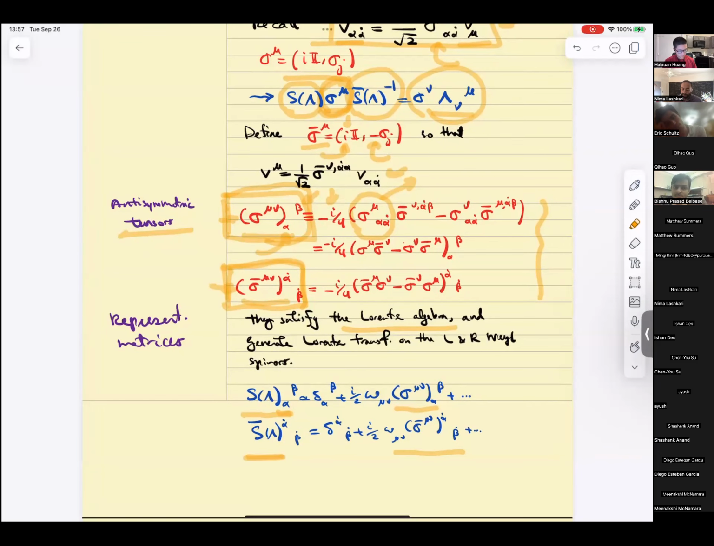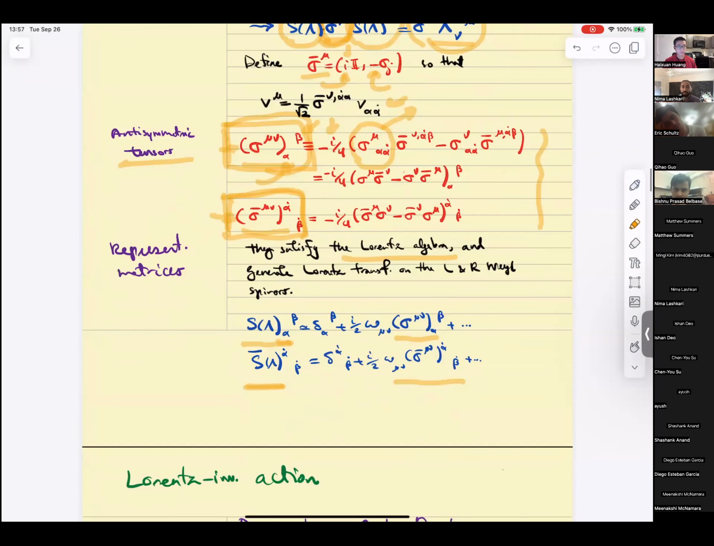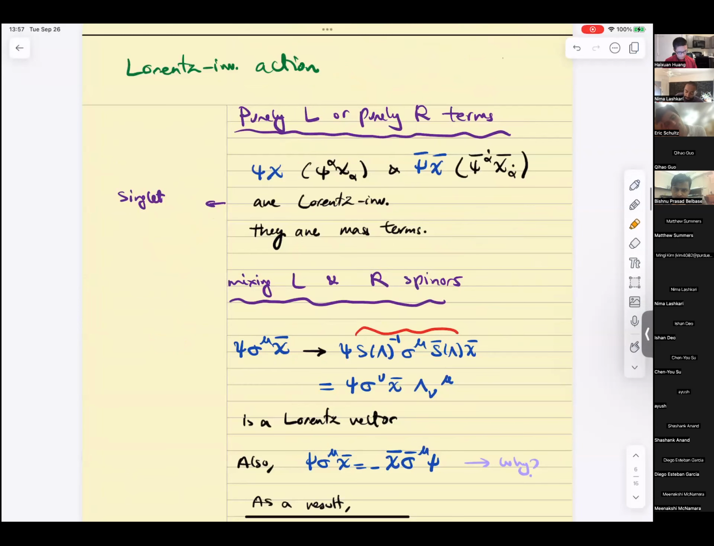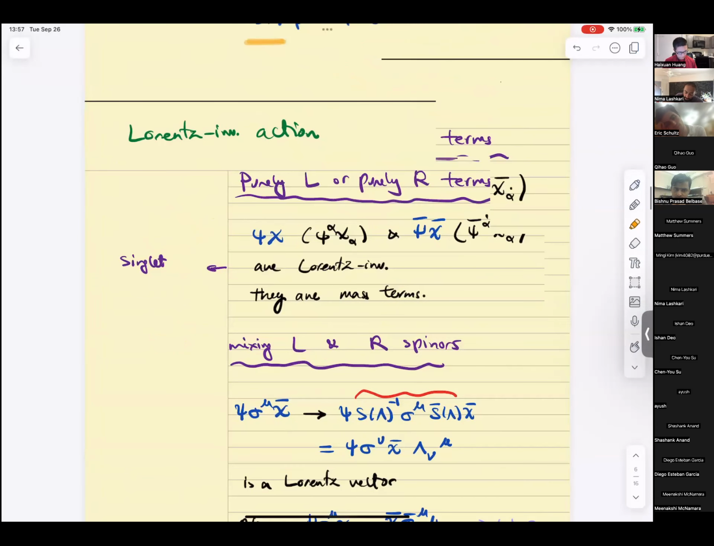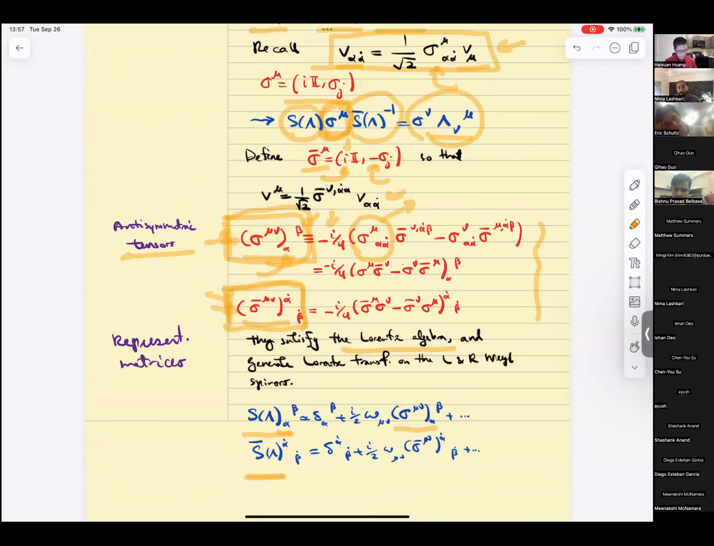All right. Actually, this is a good moment to pause. Is this part clear? The important thing in this story are these sigma and sigma bars. These are the generators of Lorentz transformations written in the left and right Weyl spinor representations. All right, very good.